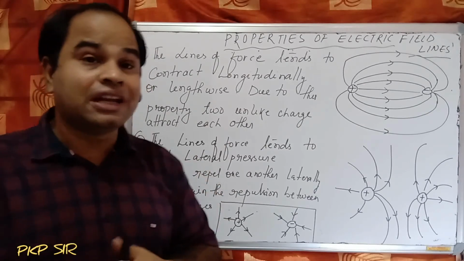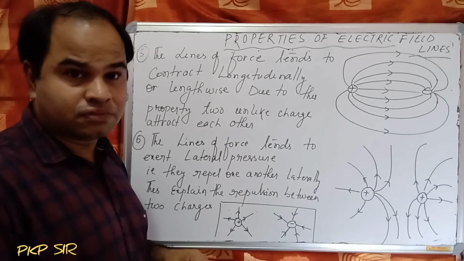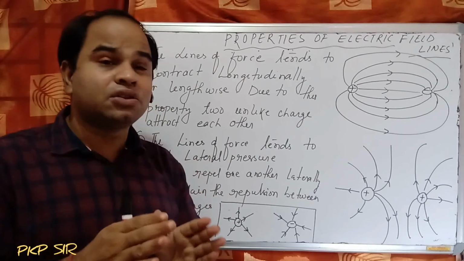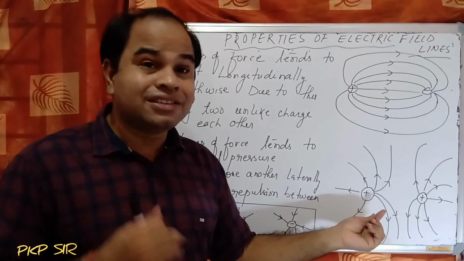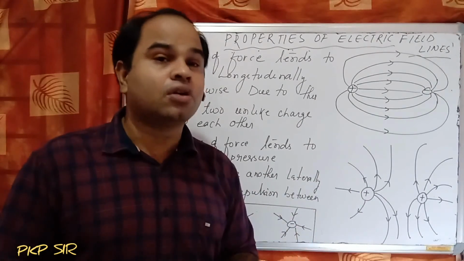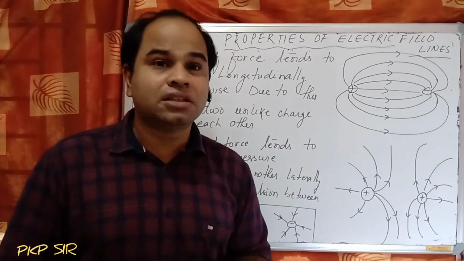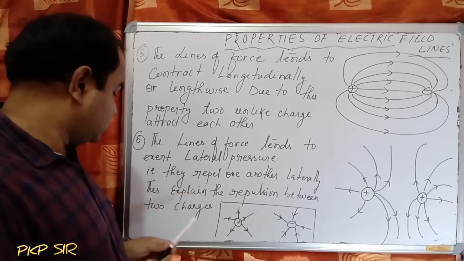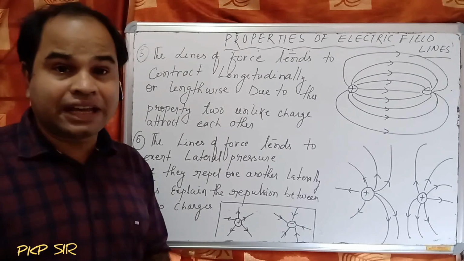When we place two like charges, the field lines move away from each other due to lateral pressure, or repulsion. When we place two positive or two negative charges near each other, the field lines try to move away from each other, or we can say the two charges exert lateral pressure. So the lines of force tend to exert lateral pressure, that is, they repel one another laterally. This explains the repulsion between two like charges.